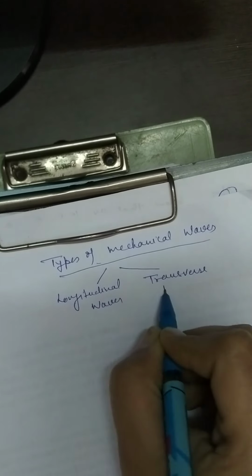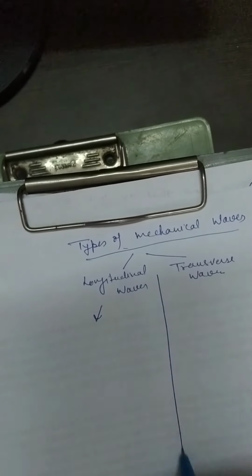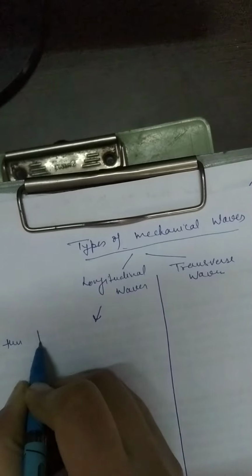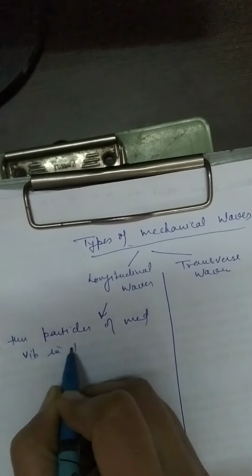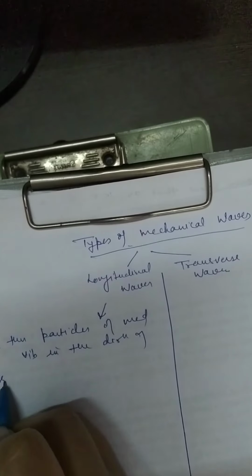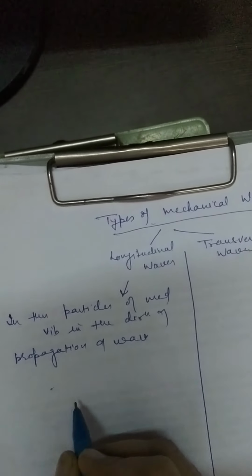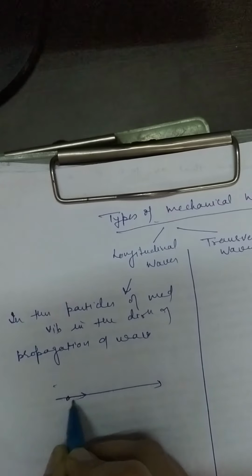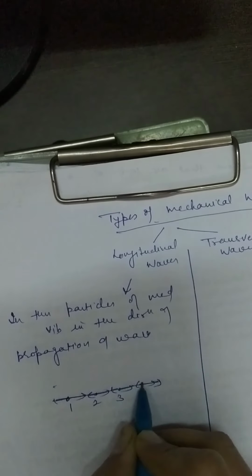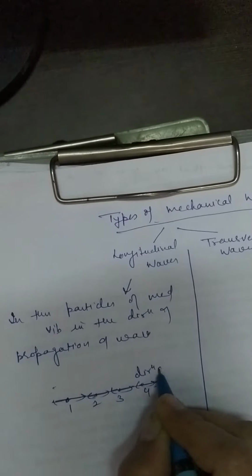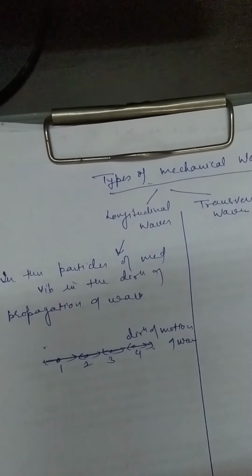What are these longitudinal waves? Longitudinal waves are the waves in which particles of the medium vibrate in the direction of propagation of wave. Suppose the wave is propagating along this direction, so the particles of the medium also vibrate. This is particle 1, this is particle 2, this is particle 3. So these also vibrate in the direction of propagation of wave. Direction of propagation means direction of motion of wave. The wave is traveling along x direction, so particles also vibrate in this direction, right students?